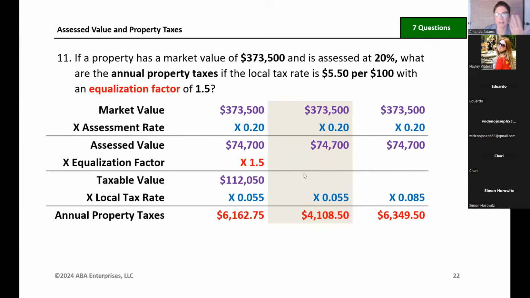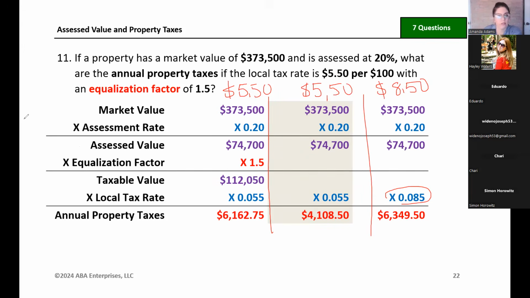Okay. So, and this is the example that I showed you guys earlier. So let's say that you have these three different tax areas, 3 different counties, let's say. And this one has the same tax rate, $5.50. And this one has $5.50 per $100. But this last one, the third column, the tax rate is $8.50. You see here, these two, there's a big difference in tax revenue, right? $4,108 versus $6,349. That's the difference between living in an area that's taxed at $5.50 per $100 versus an area that's taxed at $8.50 per 100. Do you see the difference, Anthony, between the two?